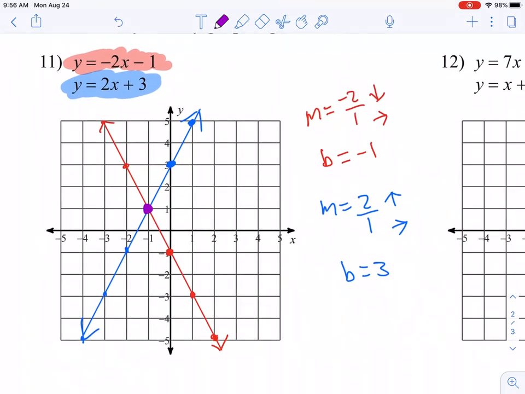So our solution to this system of equations is our x value, so negative 1, that's our x value, comma our y value, which is positive 1.